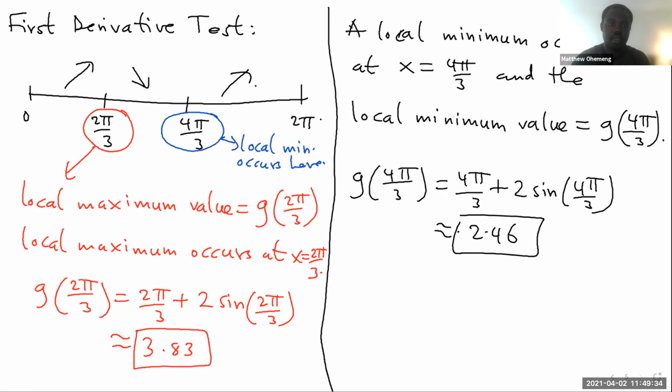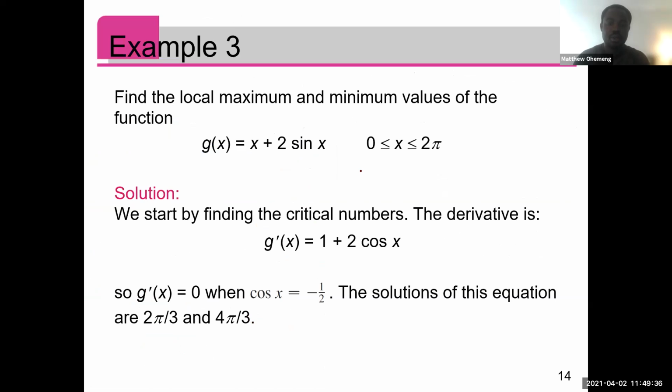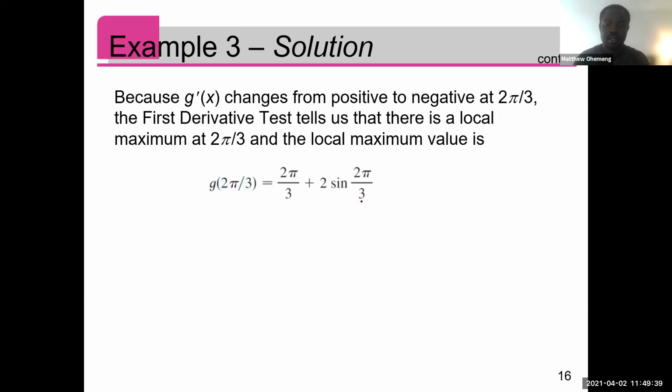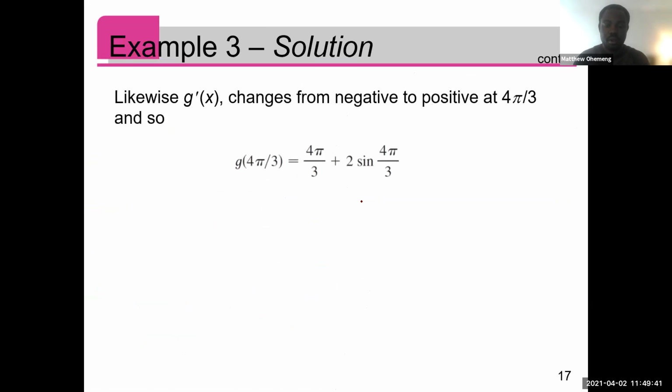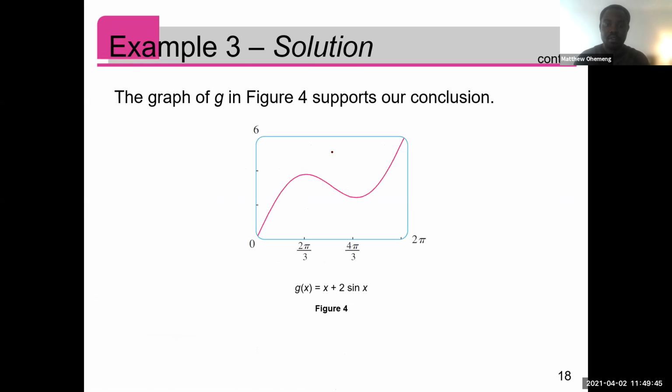Okay, then let me share the screen. This is just going to give us a solution, some nice notes to follow, and a graph to show us the local extreme values. The graph is from 0 to 2 pi. Within this, you see this point here, a local maximum. It occurs at 2 pi on 3, and the maximum value is the function evaluated at 2 pi on 3. Then for 4 pi on 3, a local minimum occurs there, and the value is g of 4 pi on 3.